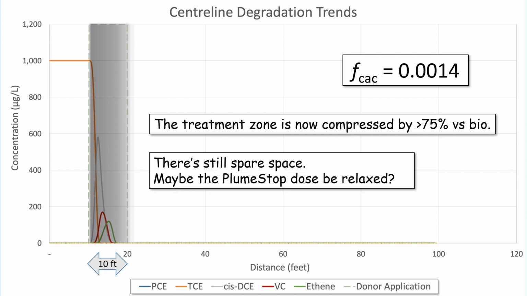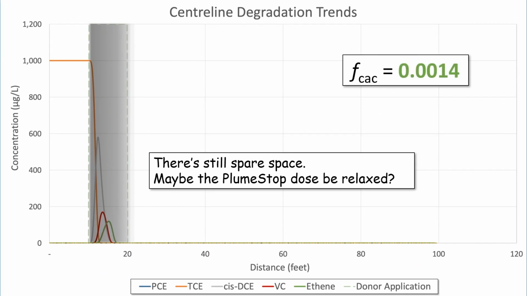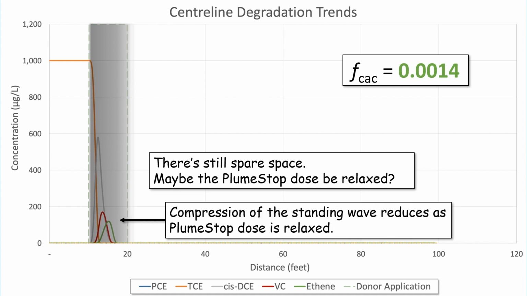Maybe we could relax the PlumeStop dose. Well, let's have a go at that. This is the dose we've got at the moment. If we relax it a little more, we'll see that the standing wave that we've got within the barrier can start to reduce a little bit as the PlumeStop dose is relaxed. 0.0012, it's extended a bit. 0.001, it's extended a bit more.